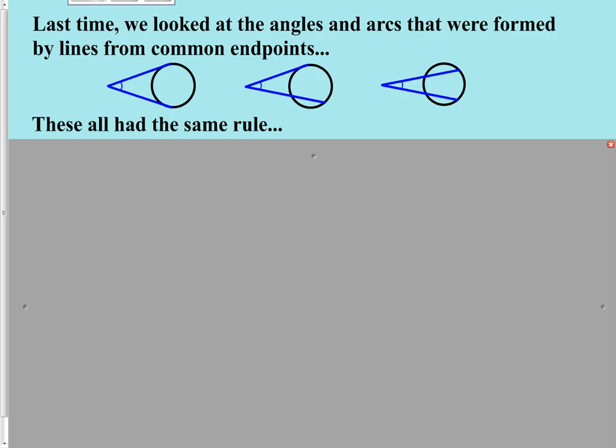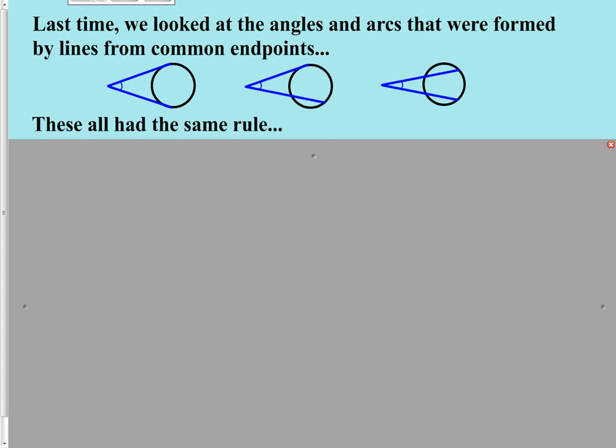Okay, so let's start off with a very brief review. The last time we had a lesson, we were discussing the relationship between the angles and the arcs that were formed by line segments coming from common endpoints when they interacted with the circles. Obviously, when two lines come from common endpoints, there's an angle that's formed between the two lines, and then there are two arcs that are caught between those two lines when those lines intersect the circle.